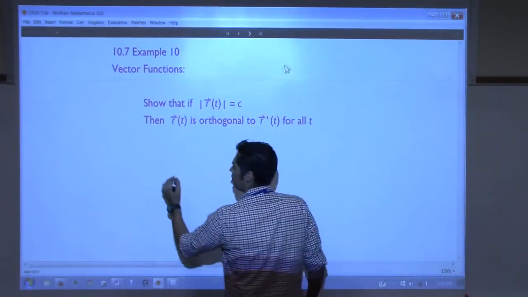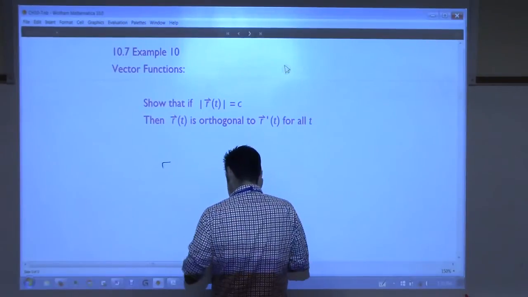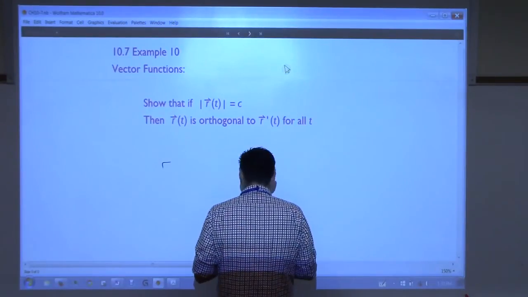So tell me if you agree with this. God, these markers suck. I just pulled them out of a brand new box, too.